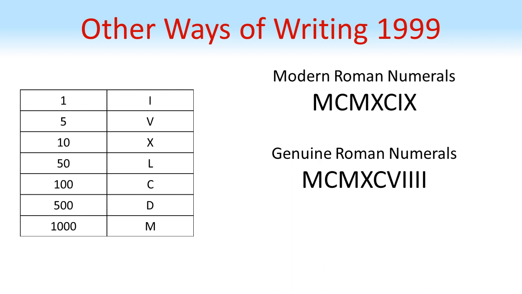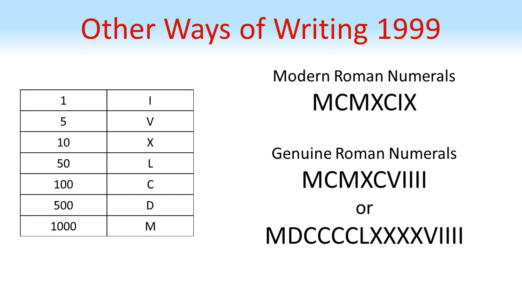Or we could take this even further and use no subtraction whatsoever. So in long form, we would have M, D for 500, C, L, X, V, I. Complete addition there, no subtraction. So it depends which way we're going. We're going the modern Roman numerals or the genuine ones.